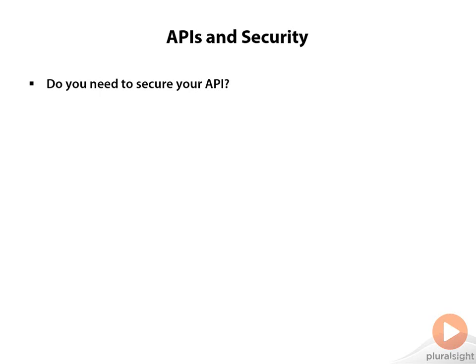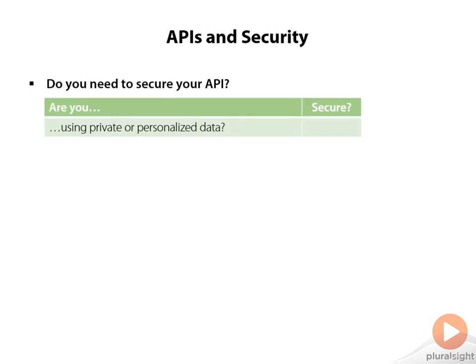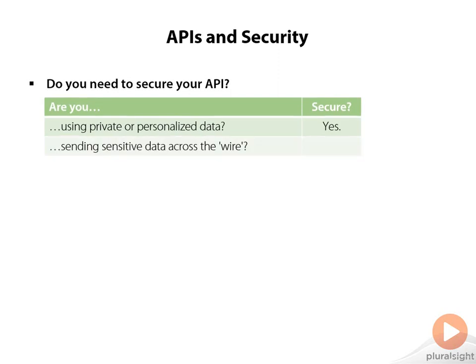This is a small discussion we had in my Designing a Web API course here at Pluralsight, but I'll bring it into this discussion as well. If you're writing an API that's using private or personalized data, you need to secure it. If you're sending any sensitive data across the wire, like credentials, address, phone number, social security number, credit cards especially, you need to secure it.